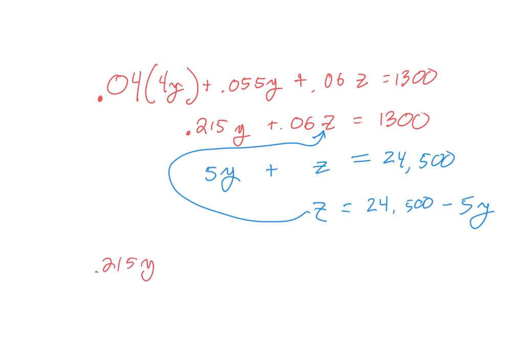0.215Y plus 0.06 times that whole thing, 24,500 minus 5Y equals 1,300. Then I will have only one equation and I have only one variable. You'll do distributive property. You'll combine like terms. You'll slide this value here. You'll subtract that over here.